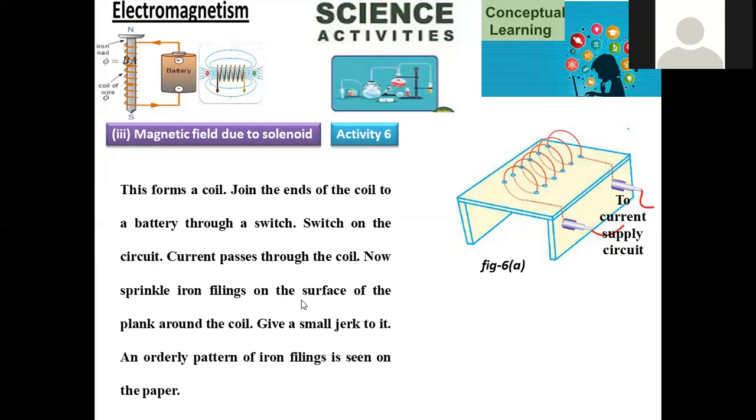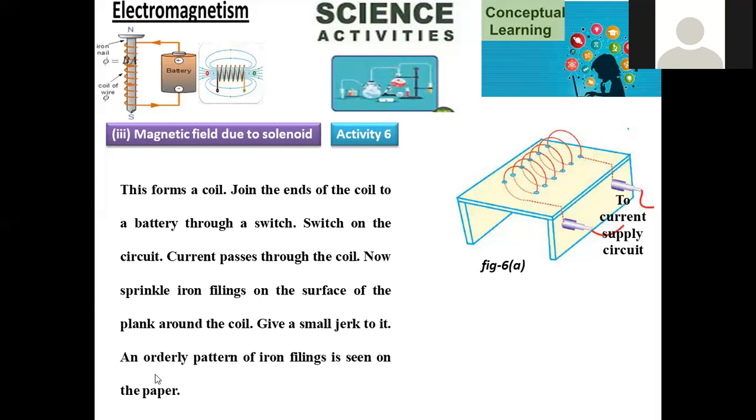Now, sprinkle the iron filings on the surface of the plank or on the coil. So we are going to take the iron filings. Small iron pieces were taken, and they are used to sprinkle on the surface of this coiled wire. What is the purpose of iron filings? Iron filings are very small in nature, and iron being a magnetic component, it has the tendency of magnetic nature, so that it is used to reveal the magnetic field. It is generated around that copper wire.